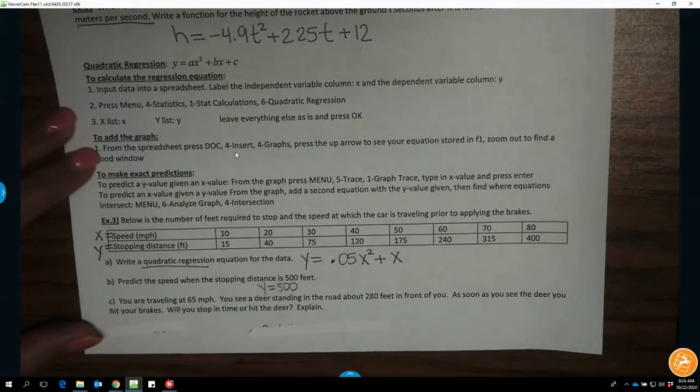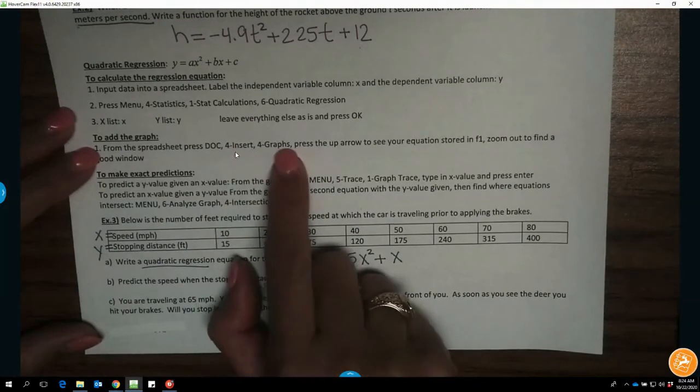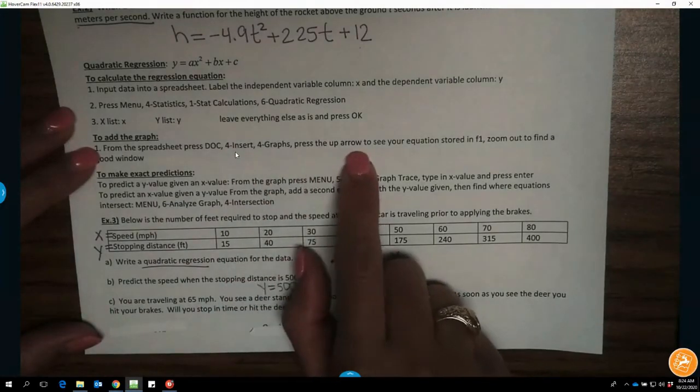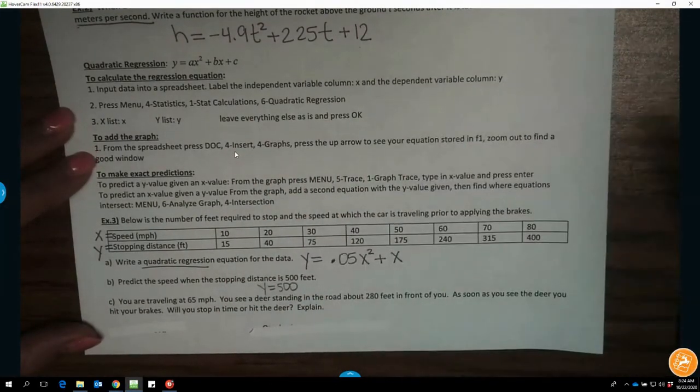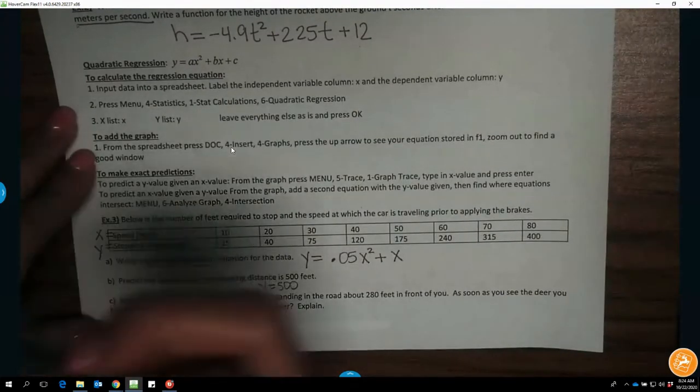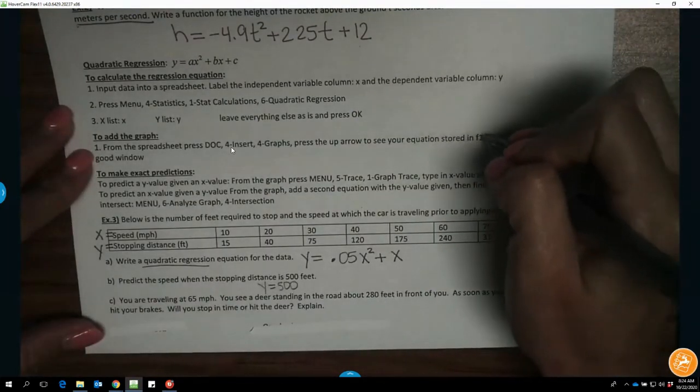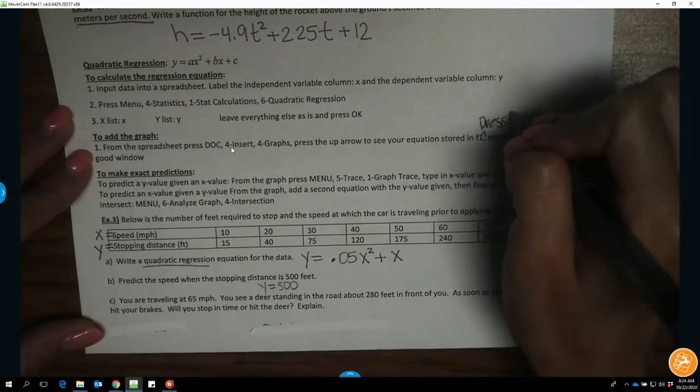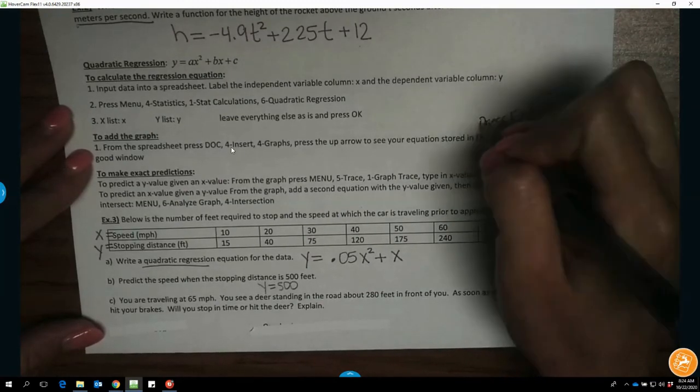we're going to press Doc, Insert Graphs. Then you have to press up so that you can see your equation and press Enter to zoom in. So right here, press Enter. All right, so let's try this.